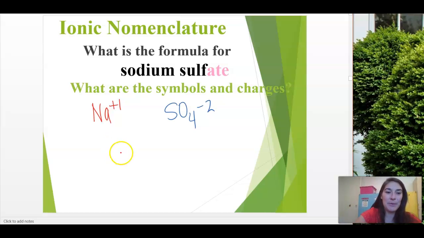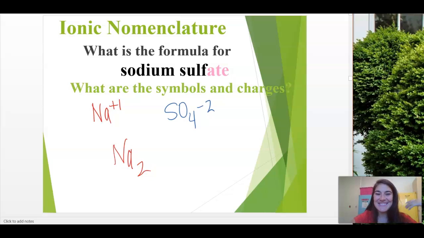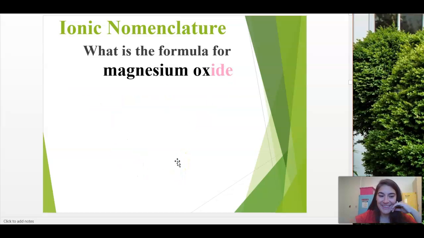The total negative charge needs to be negative 2. Therefore, sodium, we're going to need 2 of them because it's plus 1. I need it to be plus 2. Therefore, I need 2. Sulfate is negative 2, so it already equals negative 2. So we simply need 1. So Na2SO4.